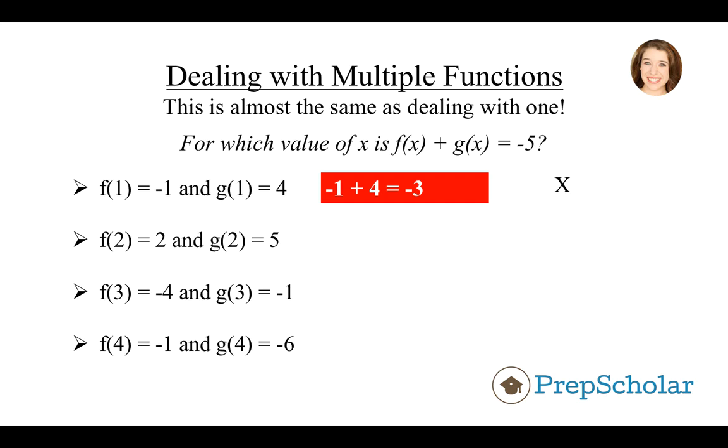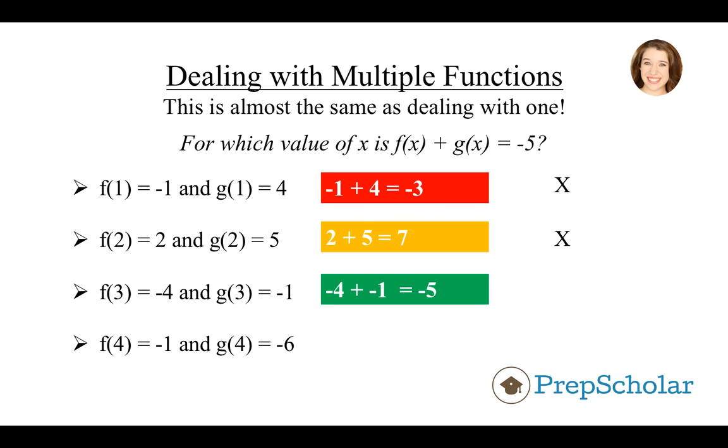What about value of 2? So f of 2 equals 2, g of 2 equals 5, 2 plus 5 is equal to 7. Nope, that's not the right value of x. What about 3 as the value of x? Negative 4 plus negative 1. That equals negative 5, which means that's going to be the correct answer.